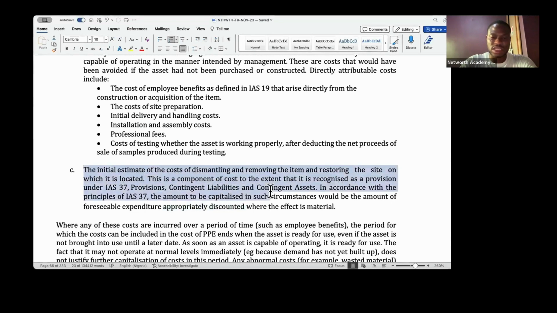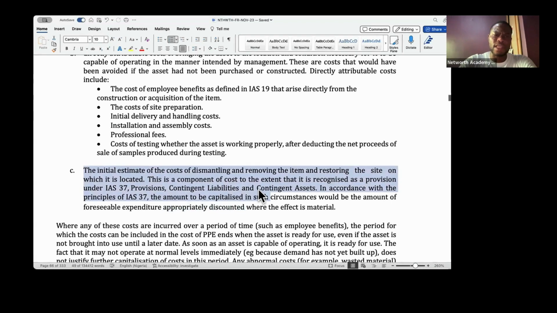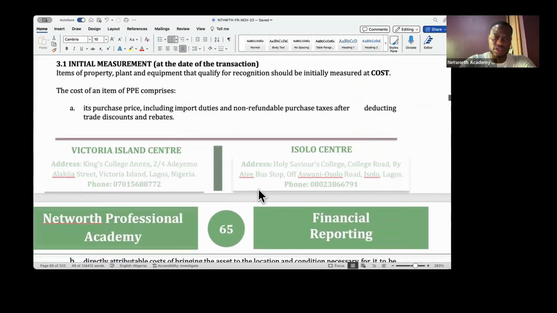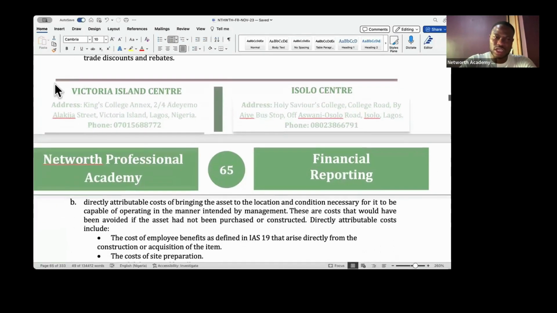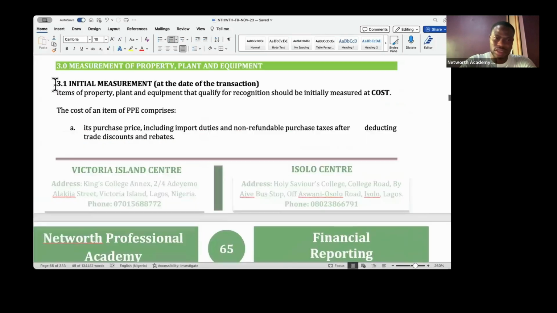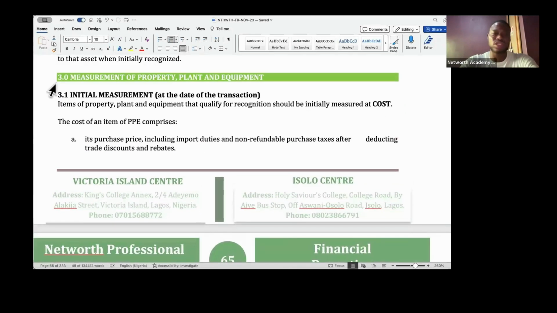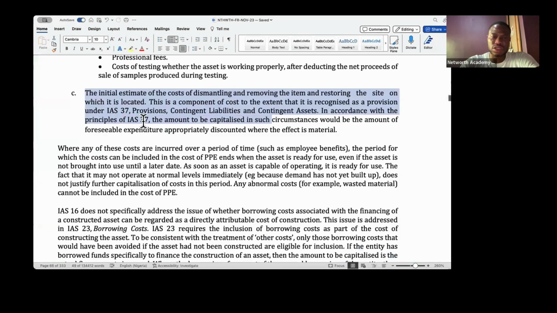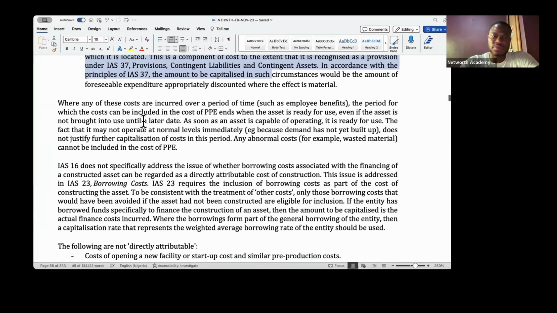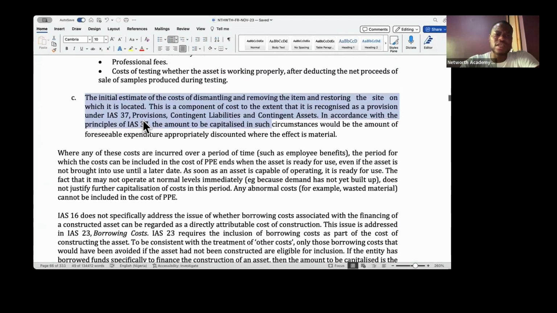So this is the initial estimates. Okay, so these are the components of cost. The last time I asked this, it was for 8 marks. So they wanted you to mention everything. They said just discuss the components of cost of an item of PPE. So you have to be very comfortable with mentioning all of these items.